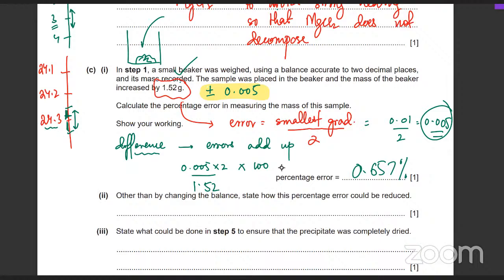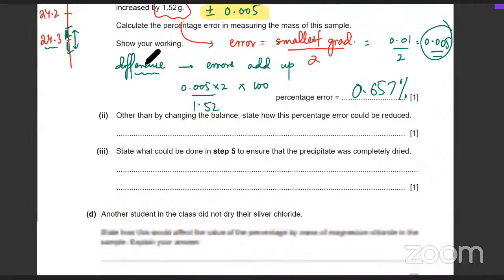Sir, why did you times it by 2? 0.005 times 2? Did you get the point that when you have to measure mass, you always take a difference, right? Like you're going to measure the mass of the beaker, then the mass of the beaker plus the solid, and then you're going to take a difference. Remember, whenever you add two values or whenever you subtract two values, the error gets added up.